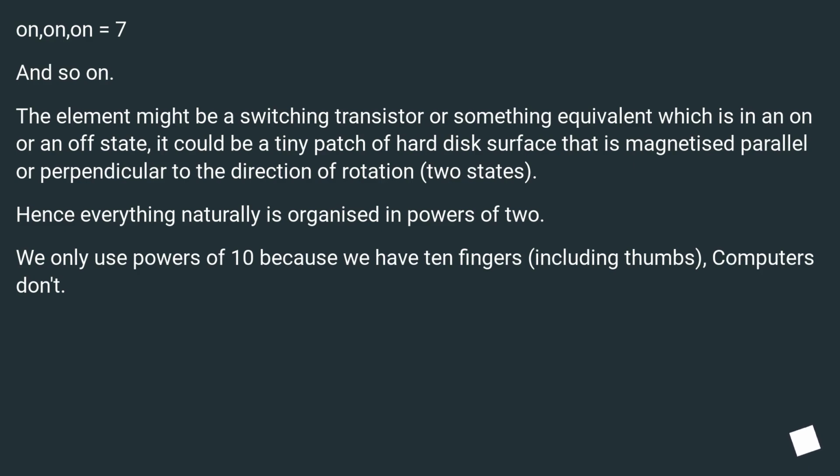The element might be a switching transistor or something equivalent, which is in an on or an off state. It could be a tiny patch of hard disk surface that is magnetized parallel or perpendicular to the direction of rotation, 2 states. Hence everything naturally is organized in powers of 2. We only use powers of 10 because we have 10 fingers, including thumbs. Computers don't.